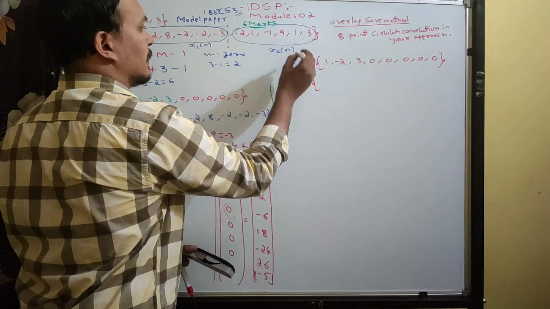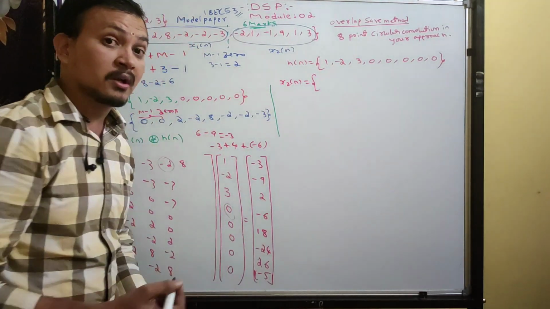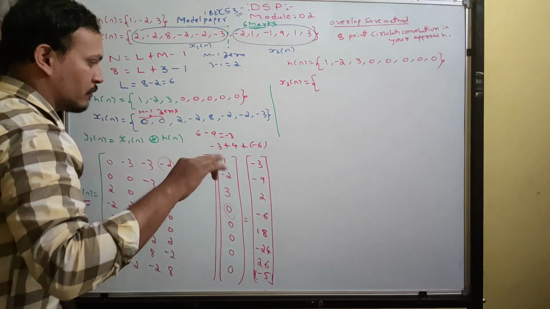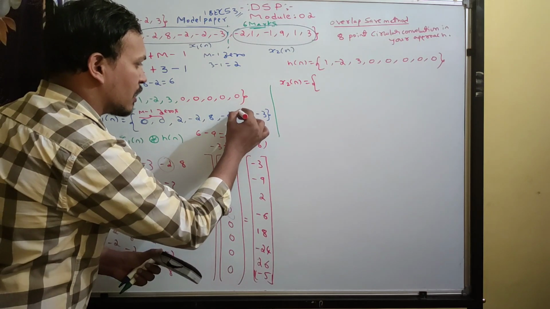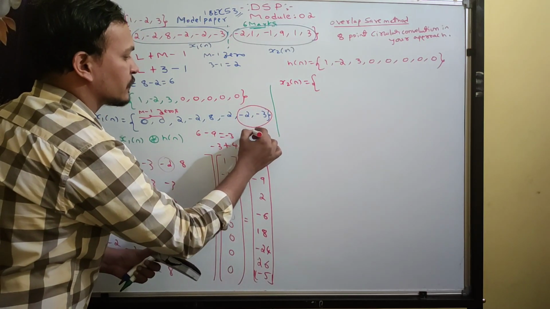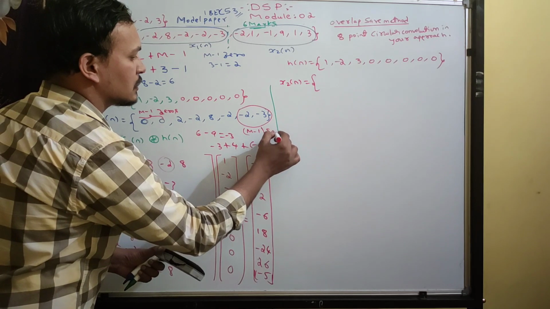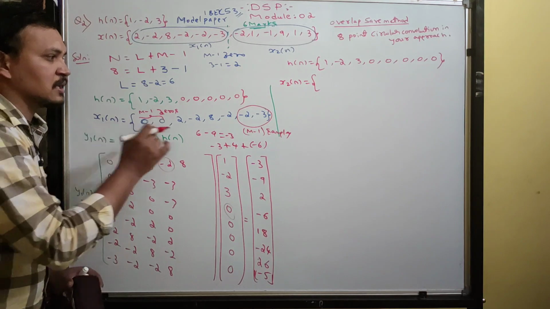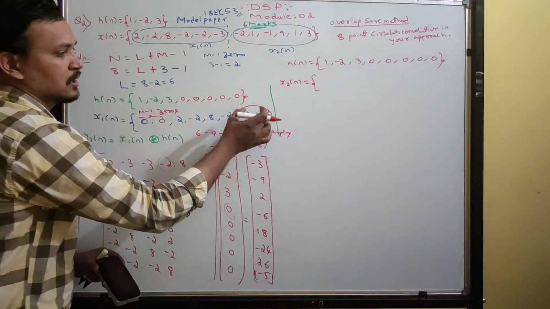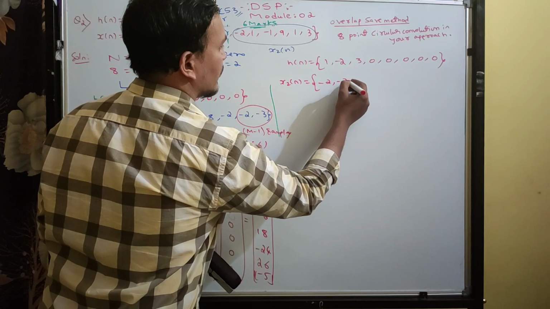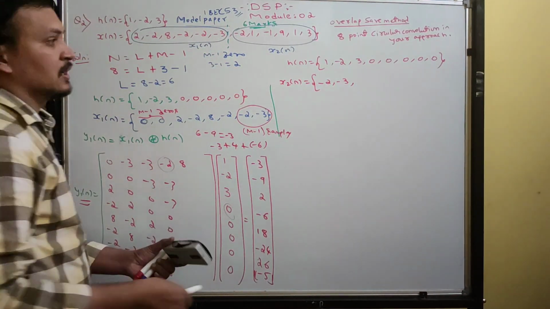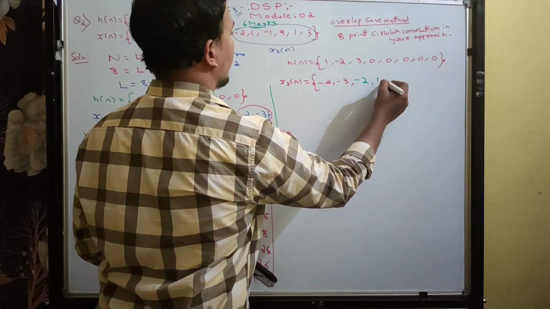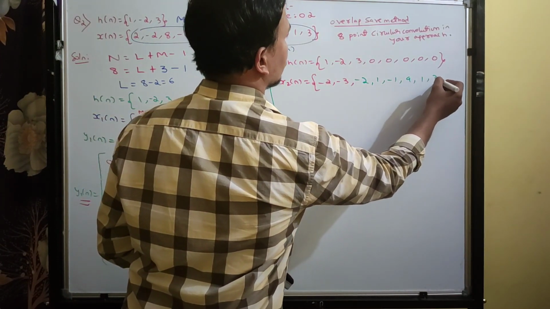x2 of n. But for the starting 2 samples, what should I write? Now don't write the same zeros there. That is wrong. What you should do is take the last m-1 samples in the previous input. What are the last m-1 samples in the previous input? Minus 2, minus 3. That you write here. Minus 2, minus 3, comma. Next, for the remaining, you write the data block. What is the data? Minus 2, 1, minus 1, 9, 1, 3.